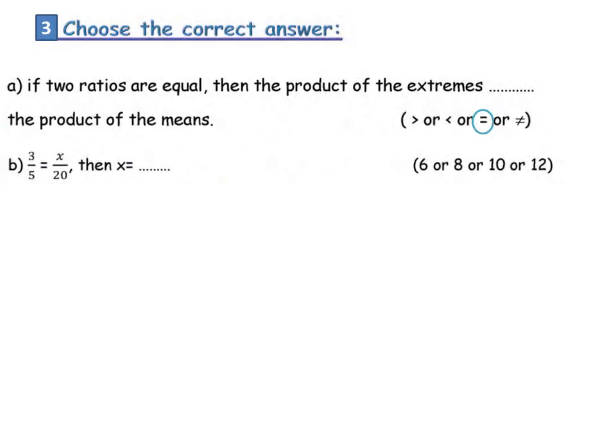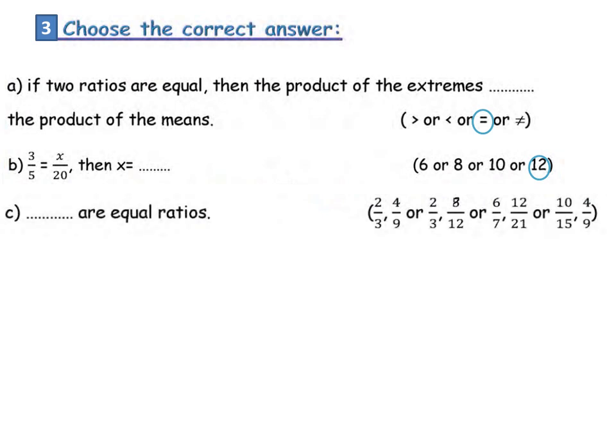Letter B. 3 over 5 equals x over 20. Then x equals, we can use cross multiplication, or I will deduce that 5 became 20. What happened? We multiplied 5 by 4, so we will multiply the up, which equals 3 times 4, it will be 12. So the result of x equals 12. Or you can use cross multiplication, 3 times 20 divided by 5, it will be 12. Okay. Again, I deduced that 5 became 20, so we multiplied 5 by 4 to be 20, so we will multiply the up, which equals 3 times 4, to be 12. So x equals 12.